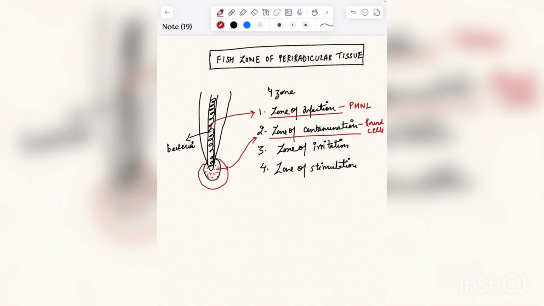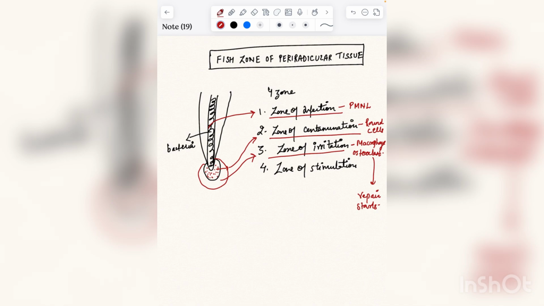Then third will be the zone of irritation. The zone of irritation is surrounding the zone of contamination, in which macrophages and osteoclasts are present. Here the toxins are more diluted, and here the repair starts. The macrophages will destroy the bacterial toxins, and the osteoclasts will lead to bone resorption.